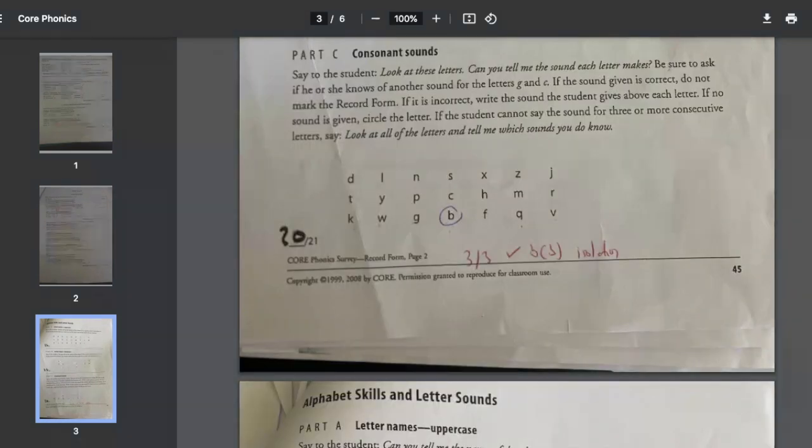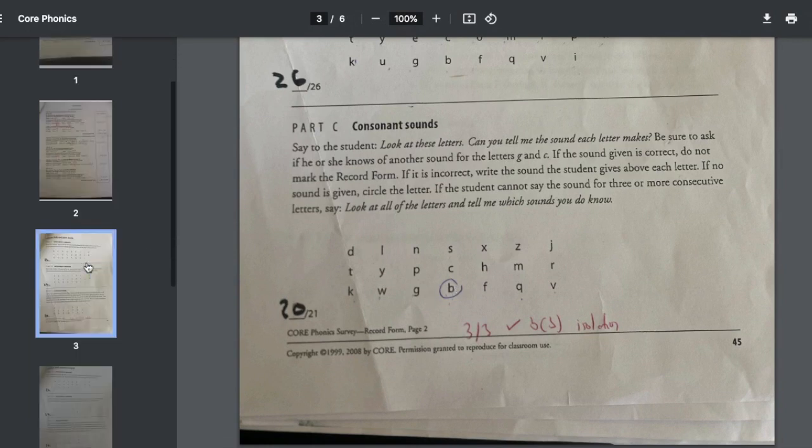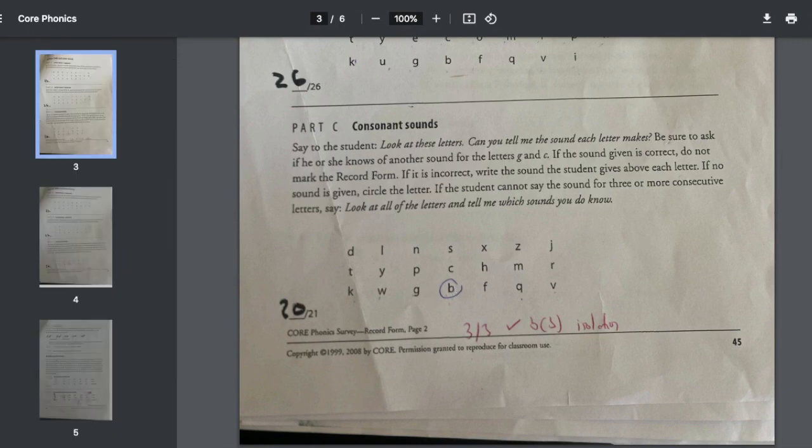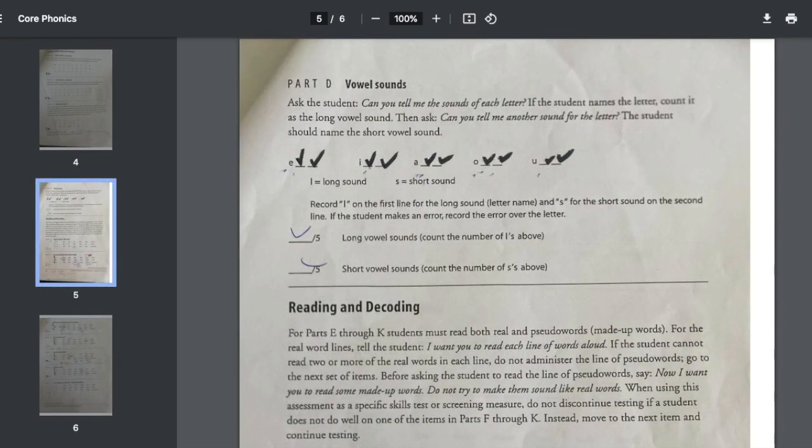For her consonant sounds, she does have some confusion with B and D, so I want to make sure I make note of that because that's going to be really important to practice on a regular basis to help her remember the difference between those two letters and sounds. As we move on to our next section for our vowel sounds, she's able to identify the short and long vowel sounds.